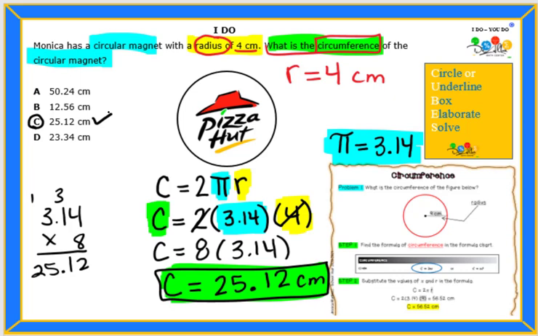What is the circumference of the circular magnet? The circumference of this circular magnet with a radius of 4 is 25.12 centimeters.